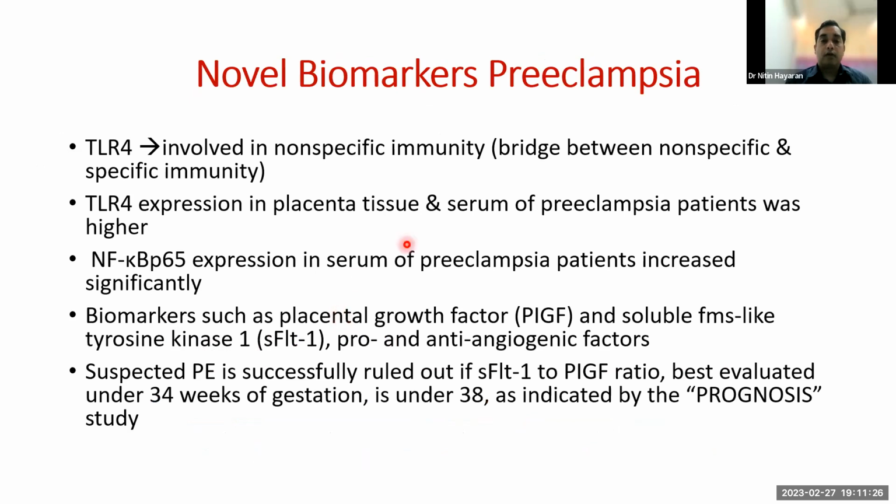So regarding preeclampsia, we have TLR4, involved in non-specific immunity, that bridges between the non-specific and specific immunity. It is expressed in the placental tissue and serum of preeclamptic patients, and the levels were higher in these patients. Apart from this, placental growth factor and soluble FMS-like tyrosine kinase, already mentioned for PPCM, and other factors may be implicated in the diagnosis of preeclampsia. So these are the novel biomarkers on which studies are still going on.